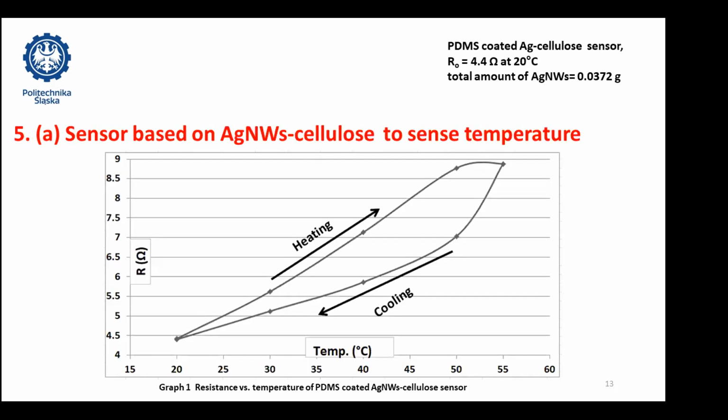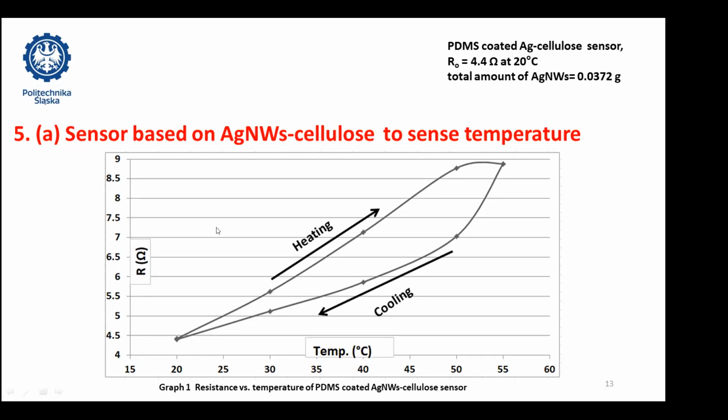Now coming towards our results, this is our PDMS coated silver nanowire sensor, which I previously showed you. It has an initial resistance of 4.4 ohm at 20 degrees Celsius. Here you can see on the y-axis we have resistance, on the x-axis we have temperature, and heating was done from 20 to 50 degrees Celsius.